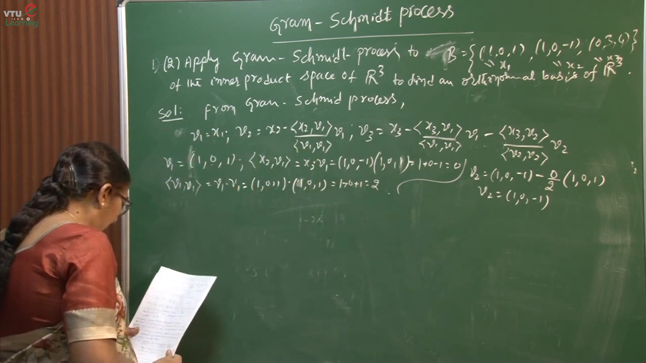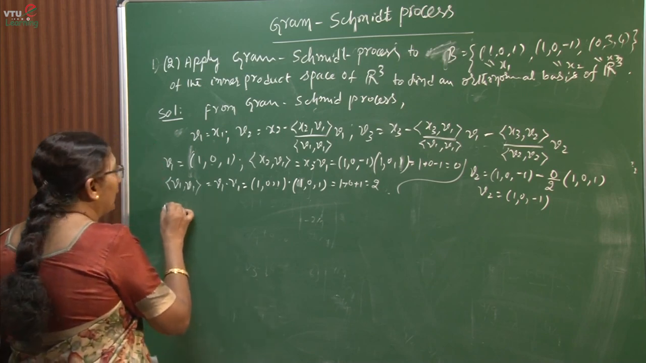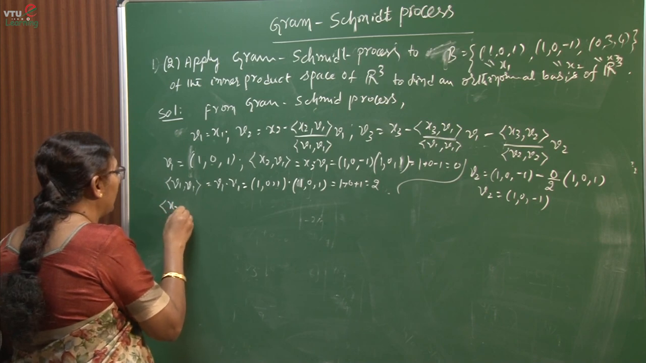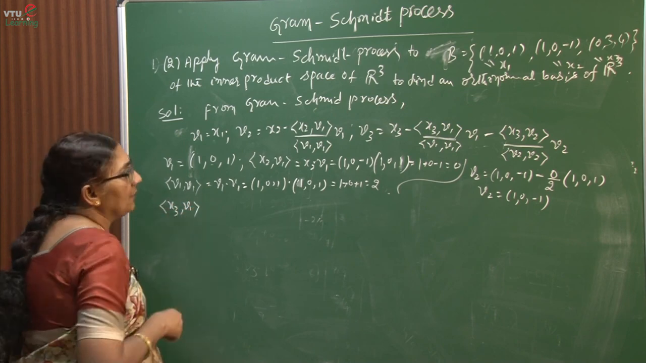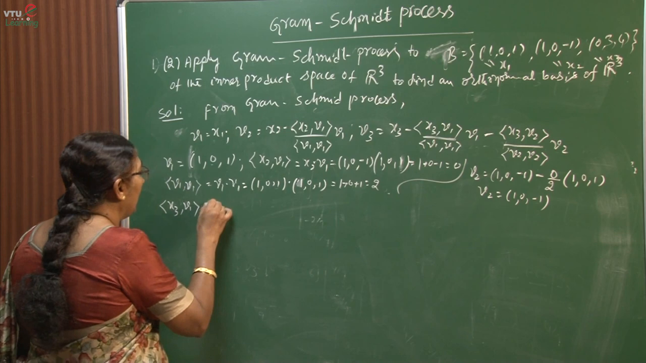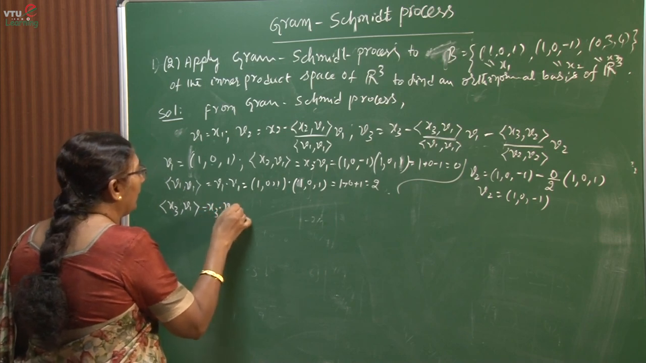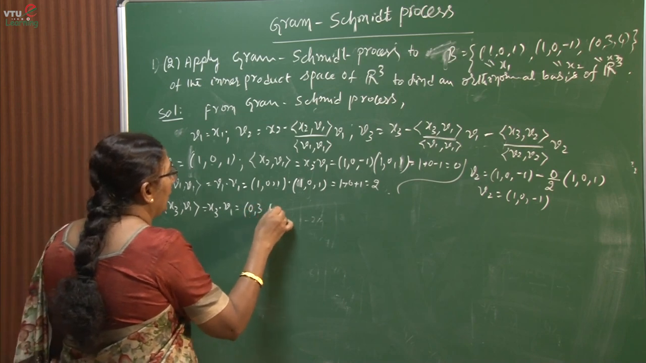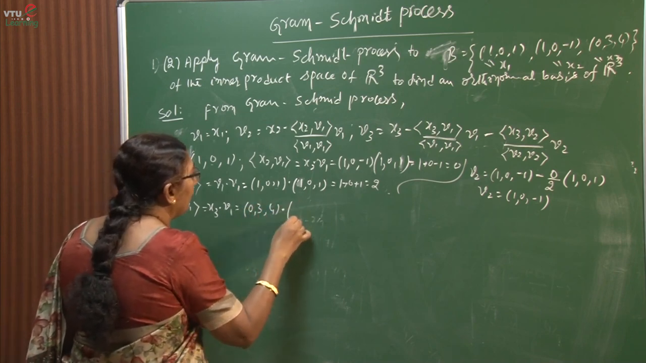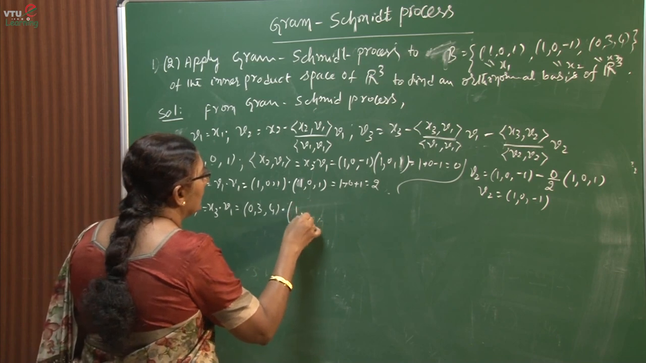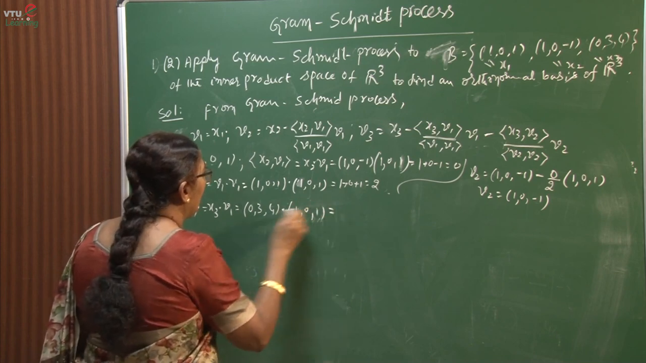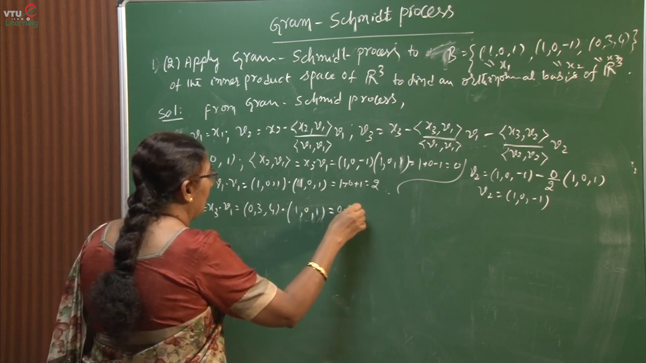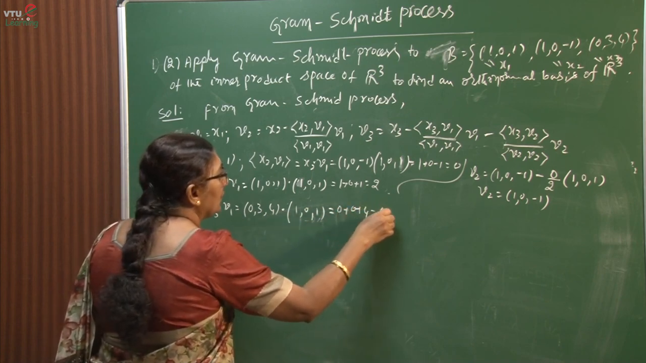Okay. Now, in the next step, I want to find out V3. How to find out V3? First, you calculate what is the inner product of x3, comma V1. The inner product of x3, V1 is nothing but x3 dot V1. What is the x3 value? 0, 3, 4, into V1. V1 is 1, 0, 1. You multiply it. What we get? 0 into 1 is 0, 3 into 0 is 0, 1 into 4 is 4.